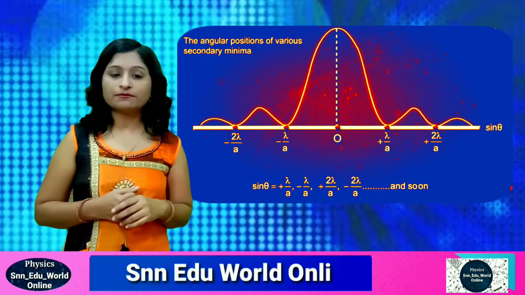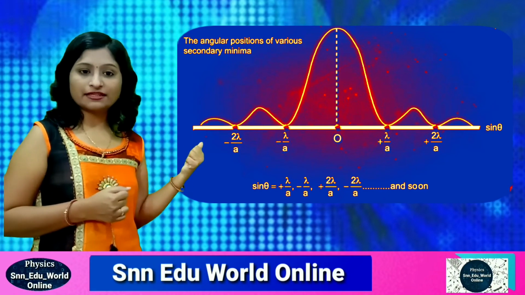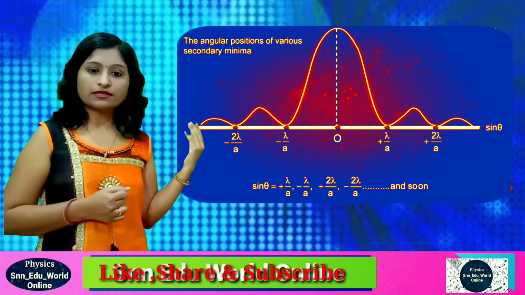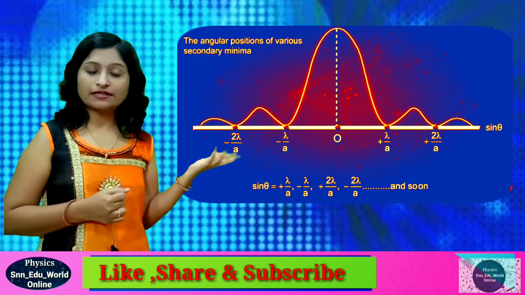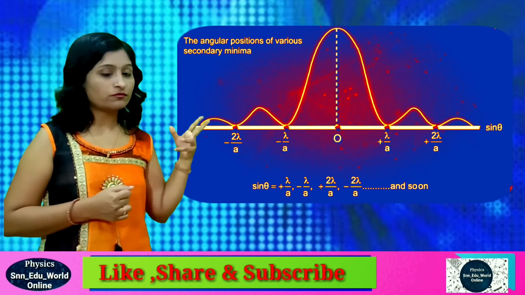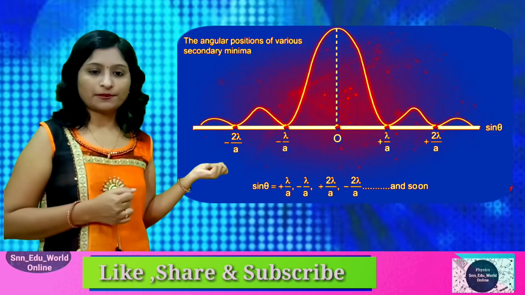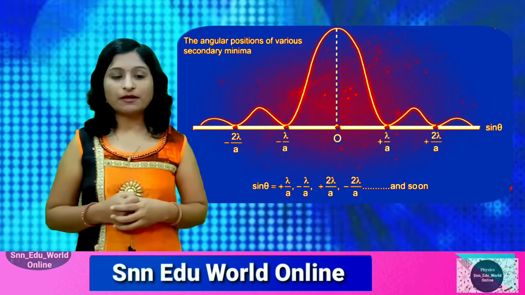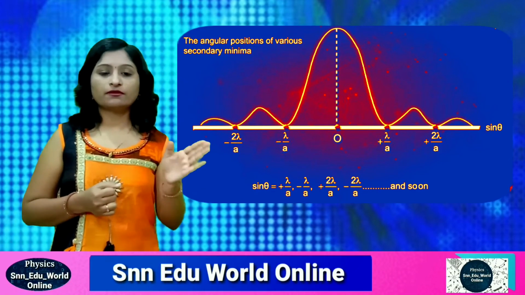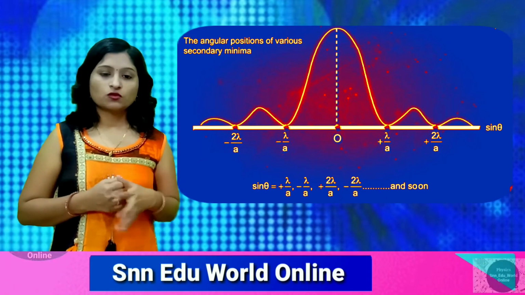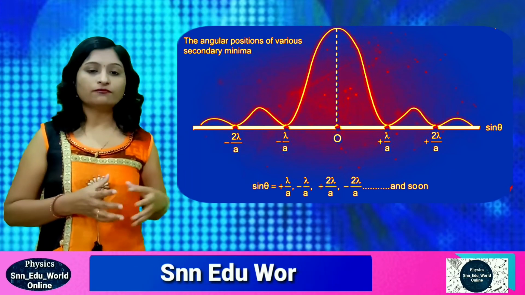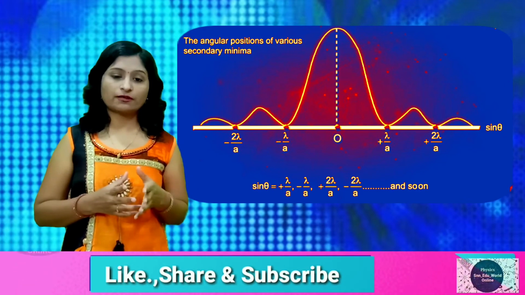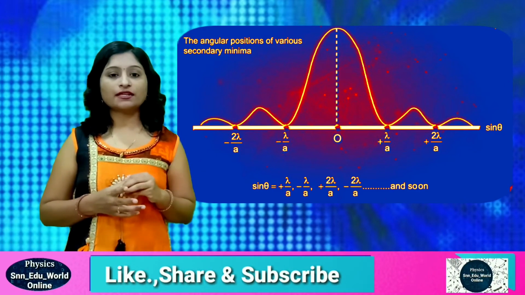So where can we get the minima? First, on the left hand side, we will get lambda by A. If we consider one case as the positive side, the other case will be the negative side. So lambda by A, minus lambda by A, then 2 lambda by A, and on this side minus 2 lambda by A, and so on. So this is the graph plotted for sine theta, that is the path difference A sine theta that we have calculated. It is for the secondary minima.